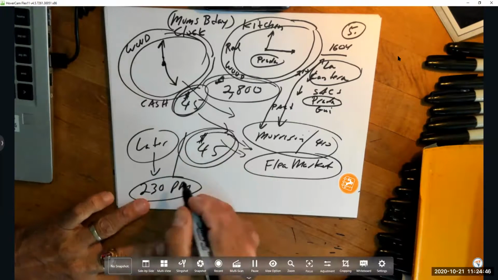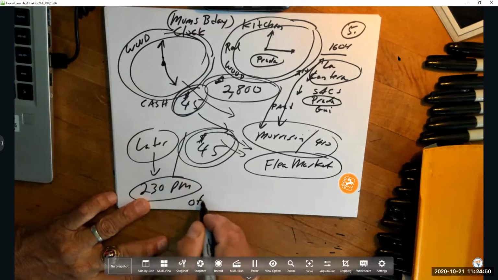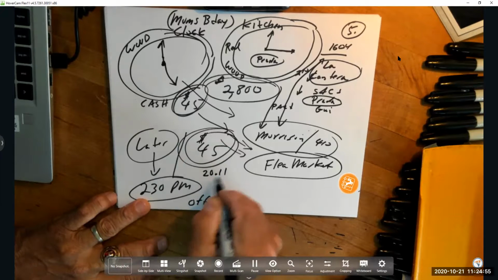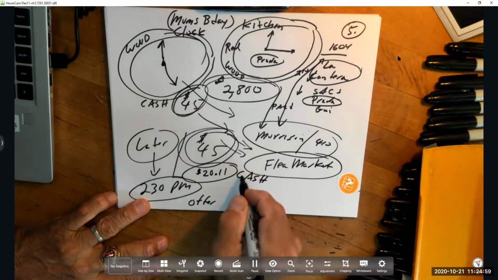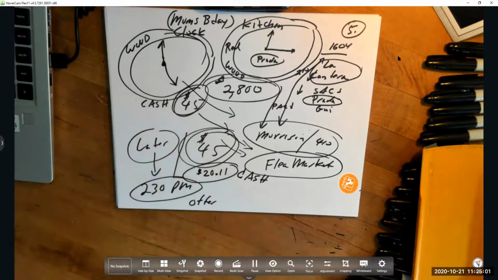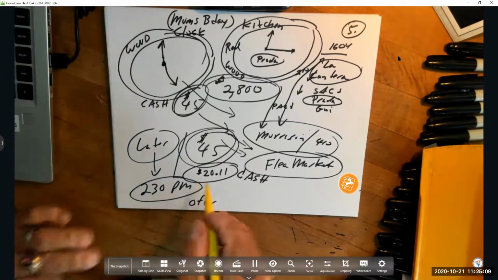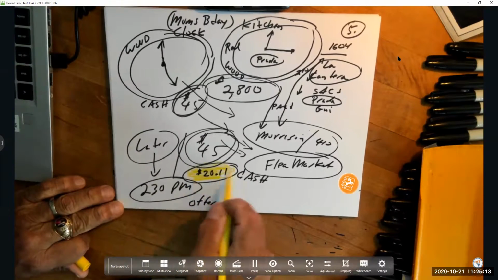Then you say, well, my offer is this. I have $20.11. I have cash right now in my pocket. I have $20.11 cash. Will you take $20.11 cash right now for that clock?